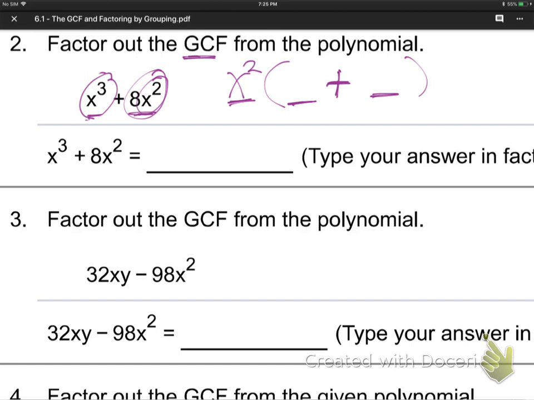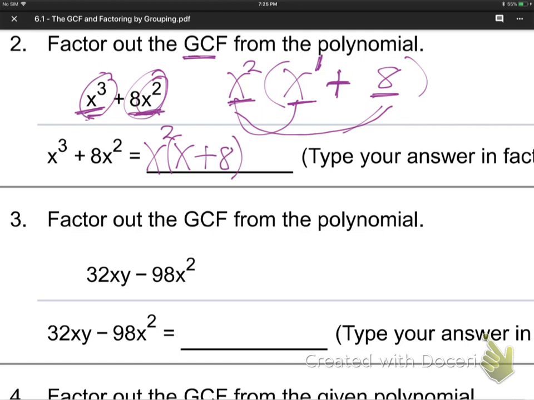Okay, now, the rest is easy, right? It's just whatever works. x squared times what would go back to x cubed? Just regular x, because that's invisible 1 power. Powers add, we know all those rules, because we did it forwards. And then x squared times what would go back to 8x squared? Just the 8, and we're done. There it is. It's x squared, parenthesis, x plus 8. I kind of scribbled it all up. It's just going to be x squared, parenthesis, x plus 8, like that.